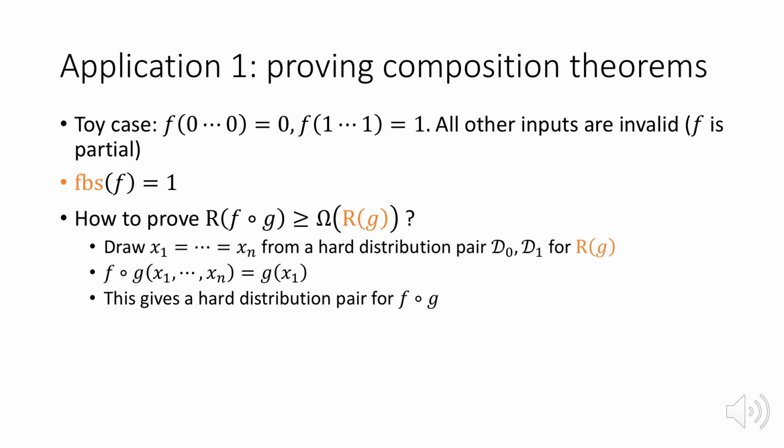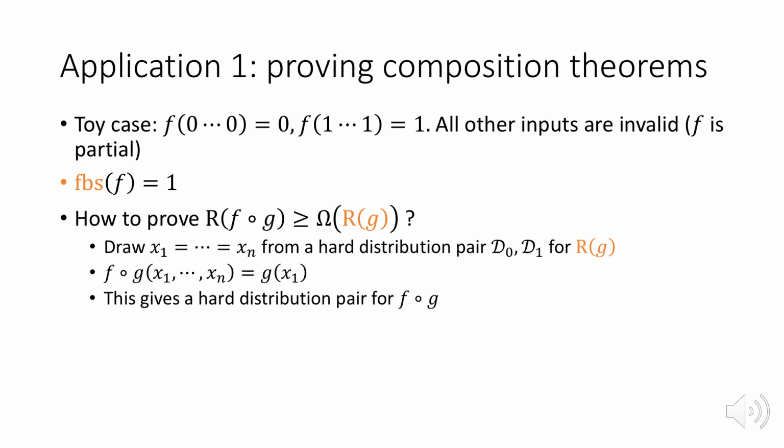We take a hard distribution pair for R of g obtained from Yao's minimax and draw all the inputs x1 through xn so that they are equal and are from the hard distribution pair. This gives an input distribution pair for the composed function, and it's indeed hard because when all the inputs are equal, computing the composed function is equivalent to computing g, which is hard because we picked a hard distribution pair for R of g. This proves the claim.